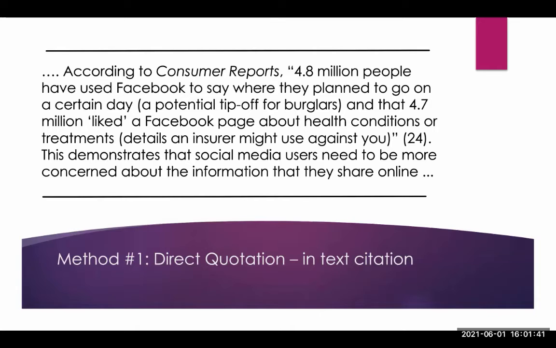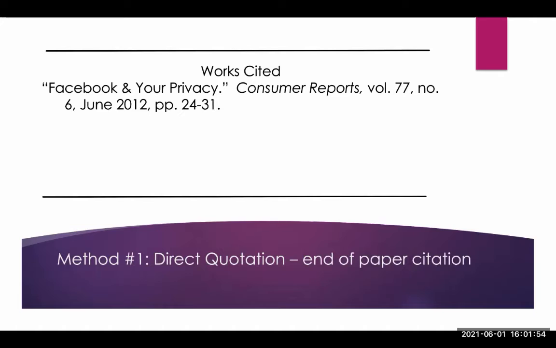And also with citation styles, there's always two halves. There's two pieces. So the first piece is the in-text citation. That's the thing in parentheses. That's the signal phrase that's in the body of your paper. The second piece is going to be the works cited, the citation on the works cited list. So that's the full citation with all the information that your reader needs to find the sources that you have used. So in this case, it's an article called Facebook and Your Privacy that was published in Consumer Reports in June 2012.